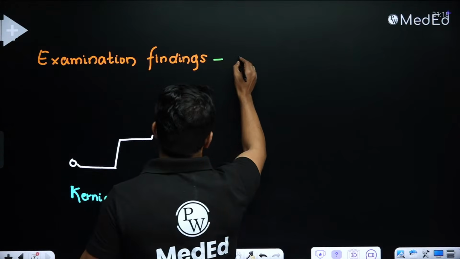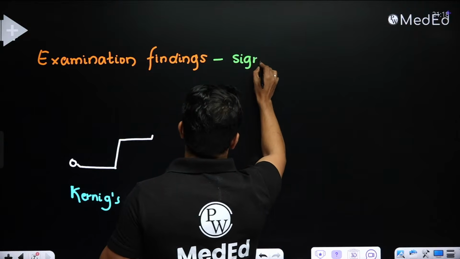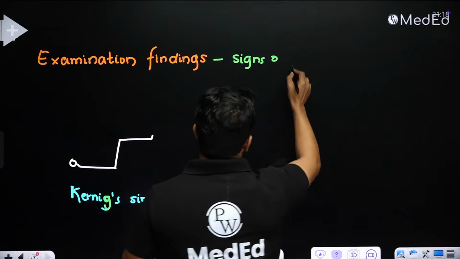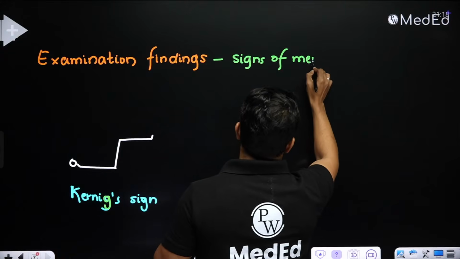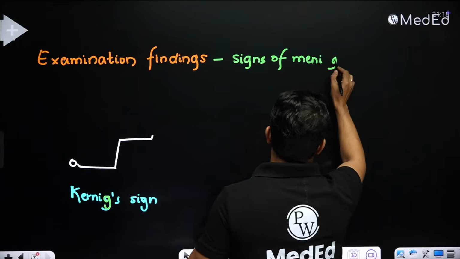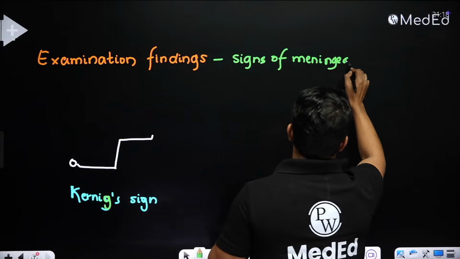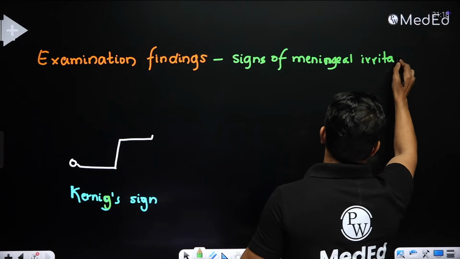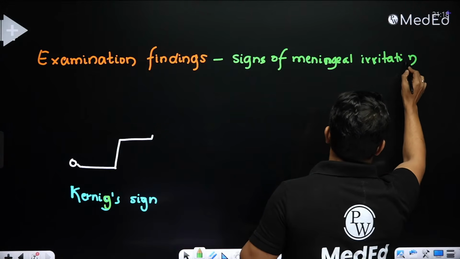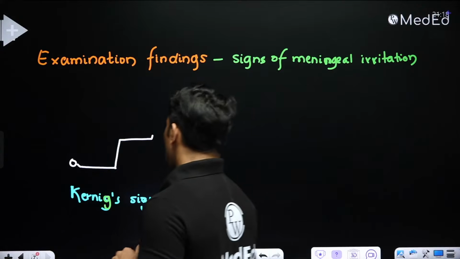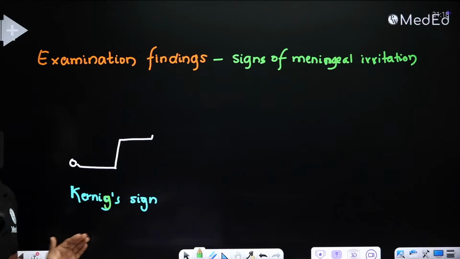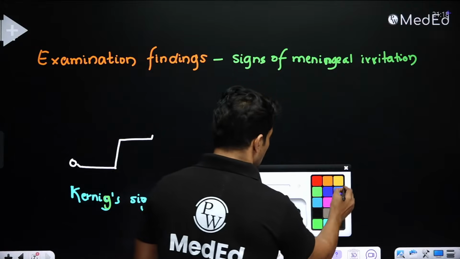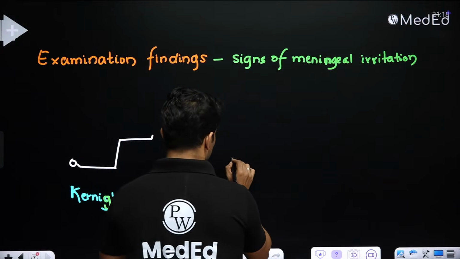Examination findings: we are seeing what we call signs of meningeal irritation. As I have already told you, these are not specific for meningitis. These are signs of meningeal irritation. So the first sign that we are going to study is called Kernig's sign. You may be familiar with another sign called Brudzinski's sign.